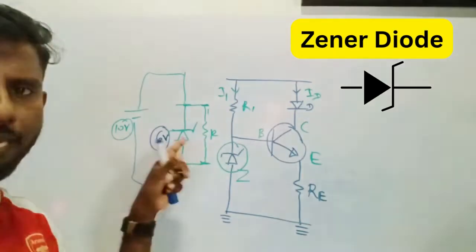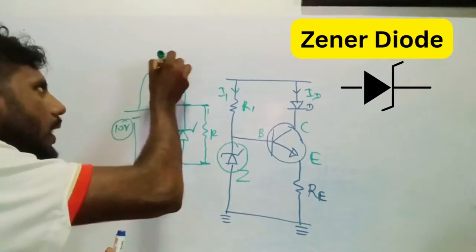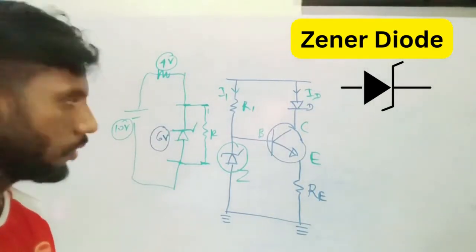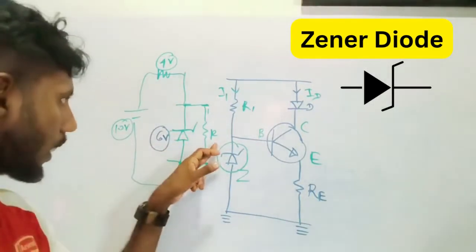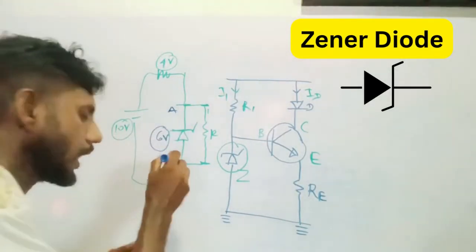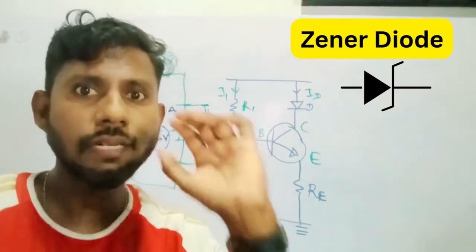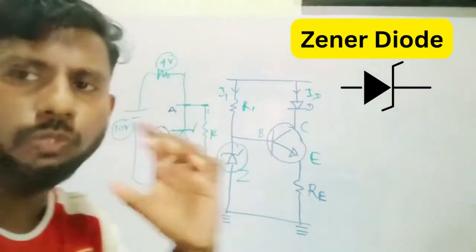This resistor will get only 6 volt. There's another resistor that will get 4. Irrespective of the values of these, the potential difference across, let's say, these 2 points A and B will not change. So that's the purpose of using a Zener diode. It can control the potential difference at a fixed value.